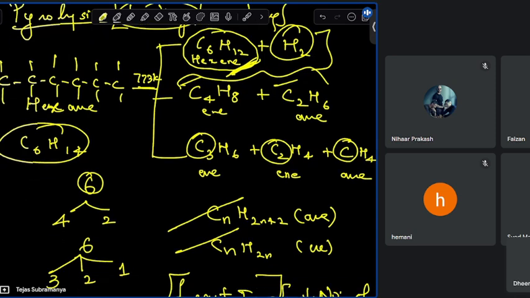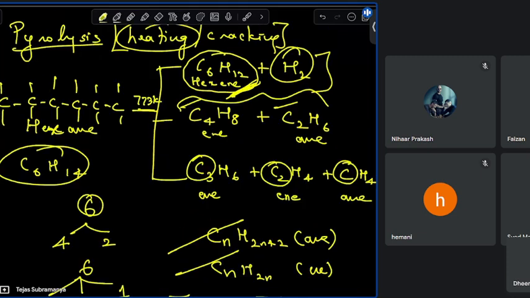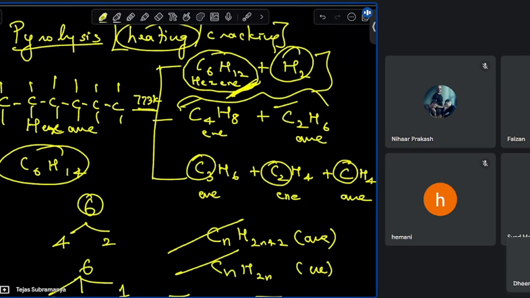But when I was in college, I used to write everything on a piece of paper. For example, I used to write pyrolysis 773, copper 573. I should remember like this.